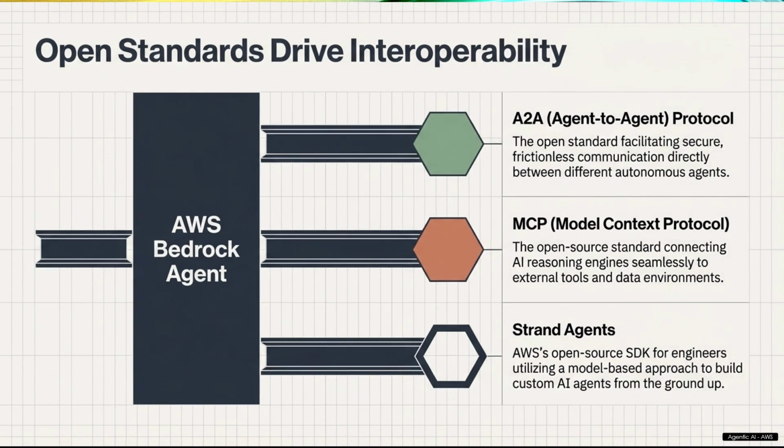But these components need to communicate. Slide 9, open standards drive interoperability. The intent here is seamless communication. There are 3 main protocols detailed. A2A handles direct agent-to-agent communication. MCP connects the reasoning engine to external tools. And Strands Agents. Those provide the open source SDKs, allowing developers to build this locally.